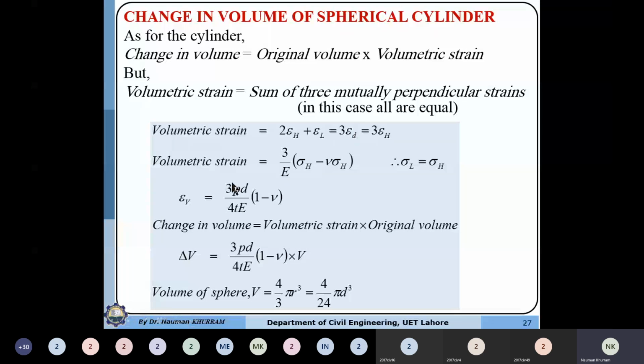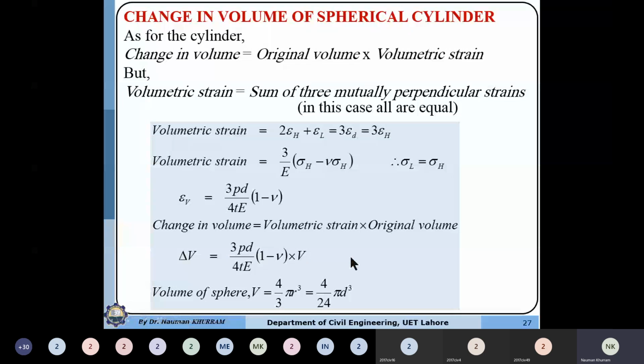So in that case, substituting the values in this expression, the volumetric strain will be equal to 3 over E into sigma h minus nu into sigma h. You can use either sigma l or sigma h because both are the same, and both values are equal to PD over 4t. So this will be the volumetric strain. Change in volume is equal to the volumetric strain into the original volume. Volume of the sphere is equal to 4 by 3 pi r cubed.